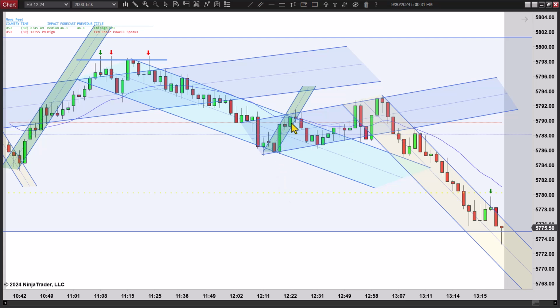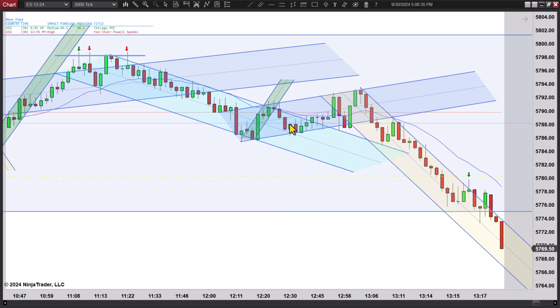But there is a hidden second entry there. It's just not a good enough signal bar in my opinion. And then we bounce here off the lows, come back to the highs. Again, I don't see anything I like there. This is just a first entry here.